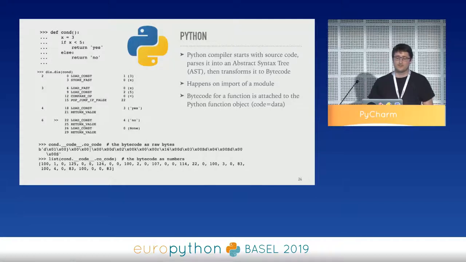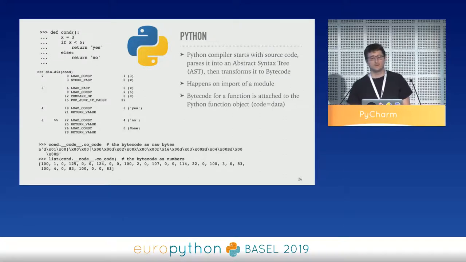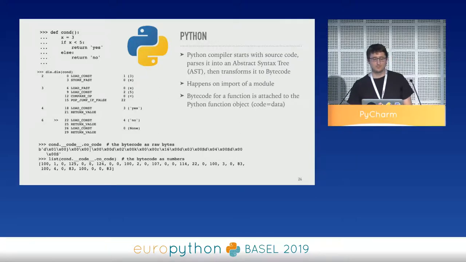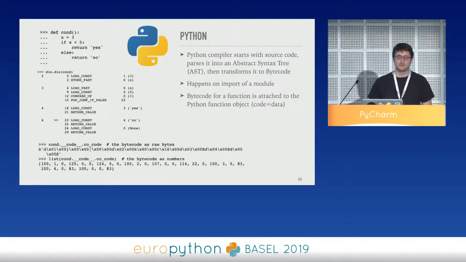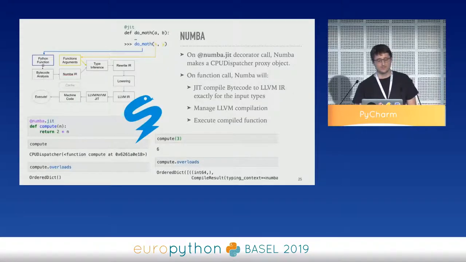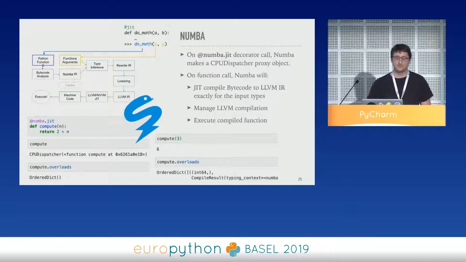So what the Python compiler does is it starts with your source code, parses it into an abstract syntax tree, and then transforms it to bytecode. This happens on import of a module: when the Python interpreter sees the def statement, it creates this function object and attaches the bytecode to the function object, as you can see here on the left. And then what Numba can do is start with this bytecode and compile and transform it to machine code, and that's what the numba.jit decorator does.